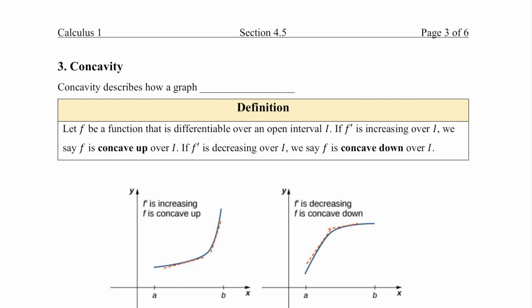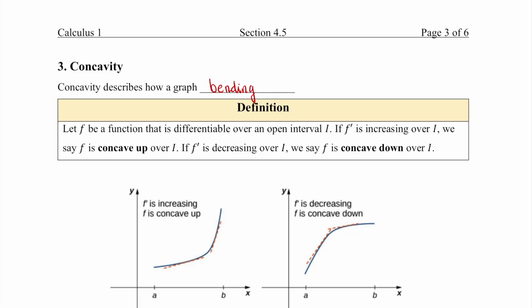So far, we have used the first derivative to understand where a function is increasing or decreasing, and how to find local maximum and minimum values. Now, we are going to go one step further and look at the overall shape of the graph. Concavity describes how a graph is bending. So instead of just going up or down, now we care about the shape. Is it curving upward or curving downward?